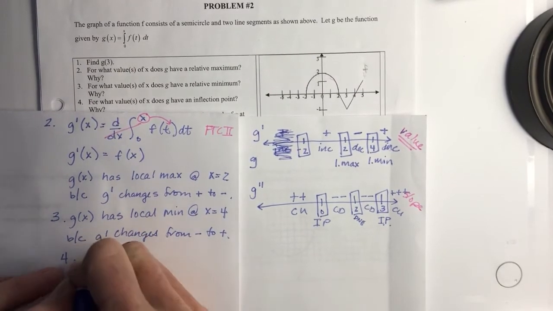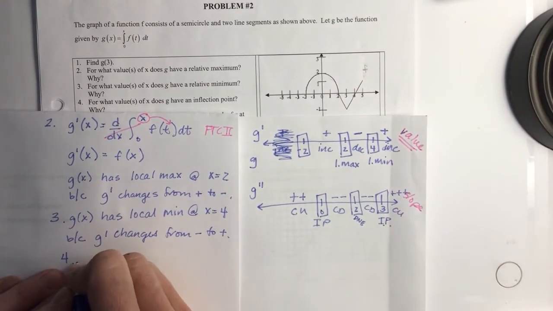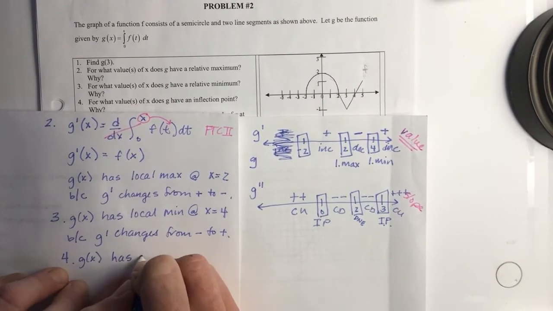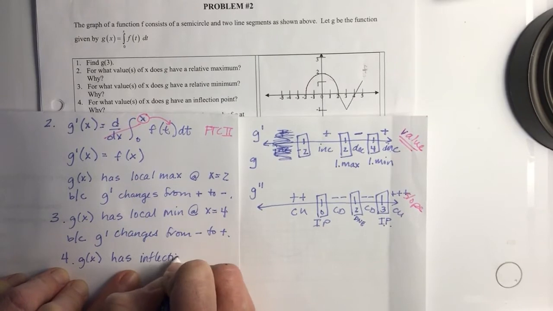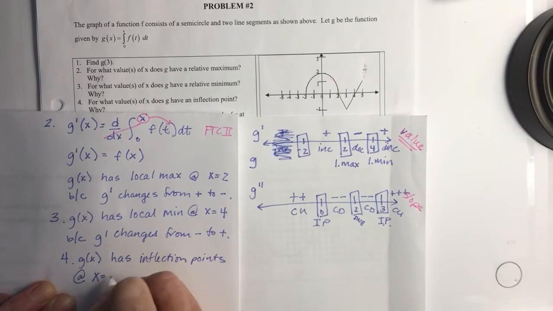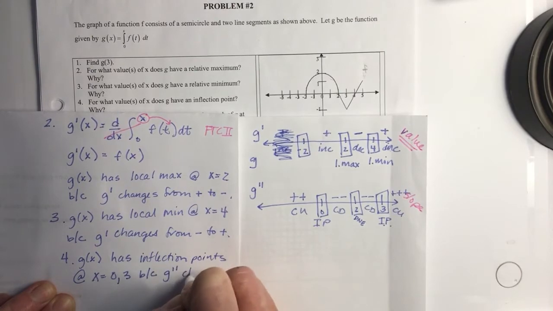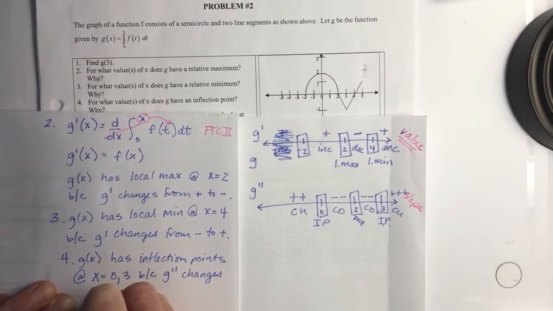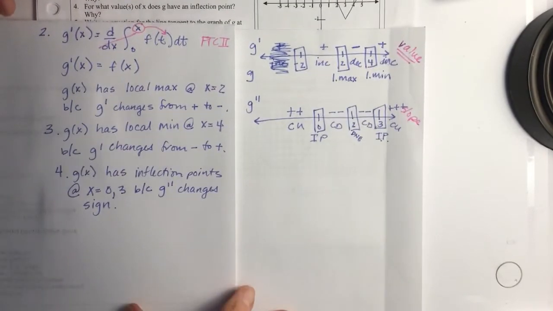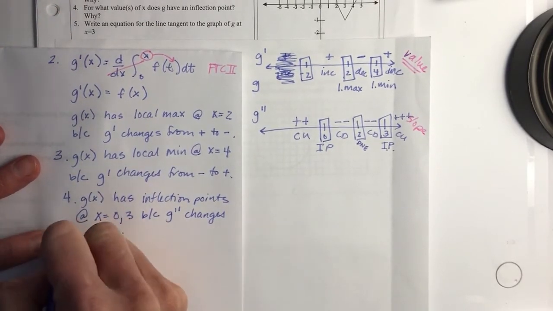Okay, so now we just list those. We get all of our answers from that second derivative sign chart. Here we go. G of x has inflection points at x equals 0 and 3 because g double prime changes sign. And we don't care if it changes from positive to negative or negative to positive, no matter. Okay, and then finally, number 5, our last question here. Can you see it? Okay, number 5.